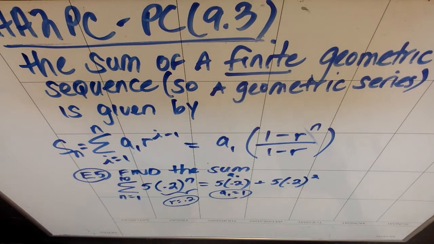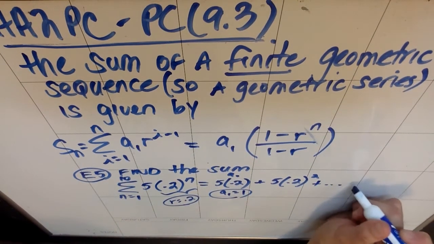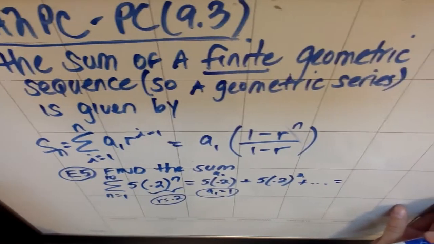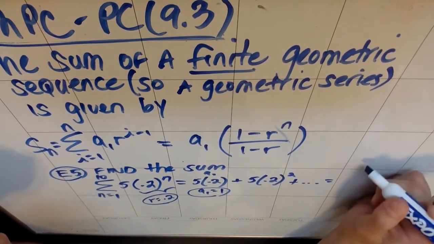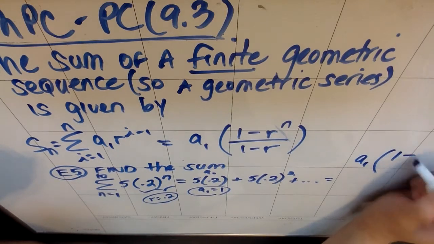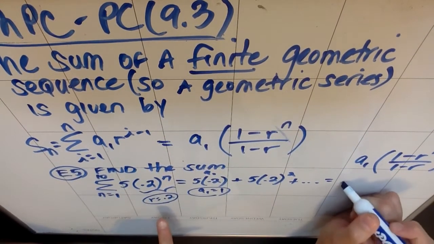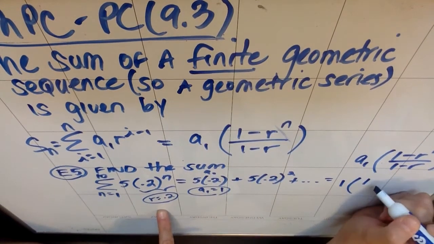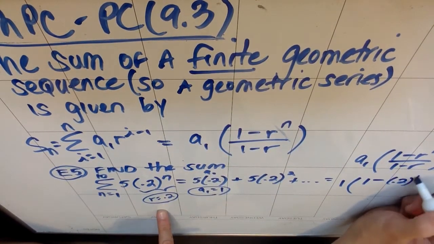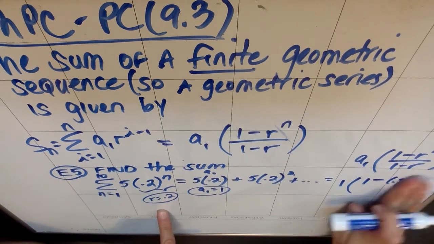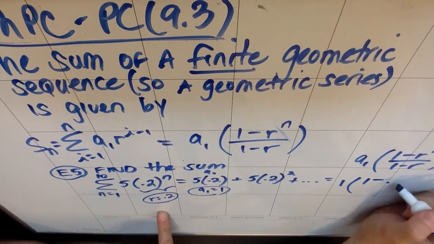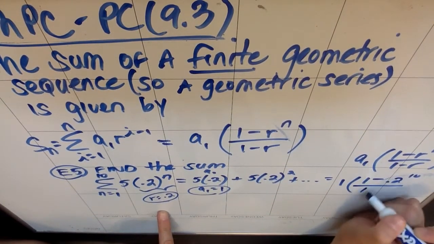So once I know that the setup is plus dot, dot, dot, I don't really care. I know that I need a1 times 1 minus my r to the n over 1 minus r. Well, in this situation, my a1 is 1, times 1 minus 0.2 to the 10th, and I don't actually need the parentheses because the 0.2 is positive. So 0.2 to the 10th divided by 1 minus 0.2.